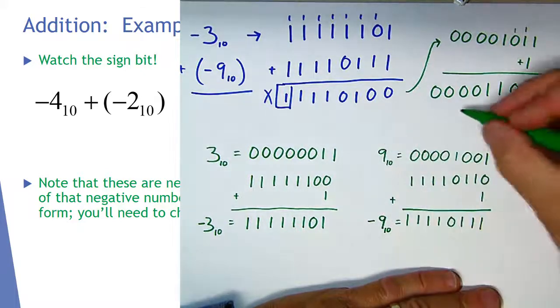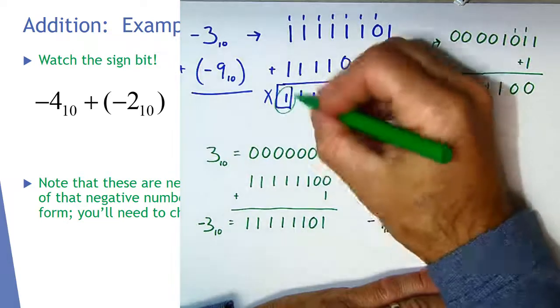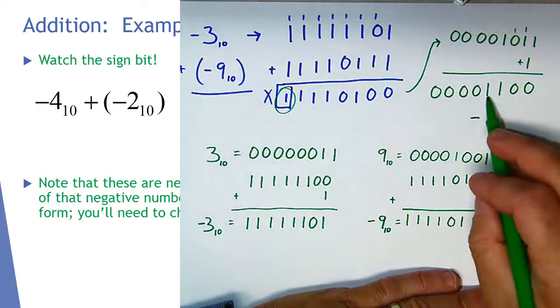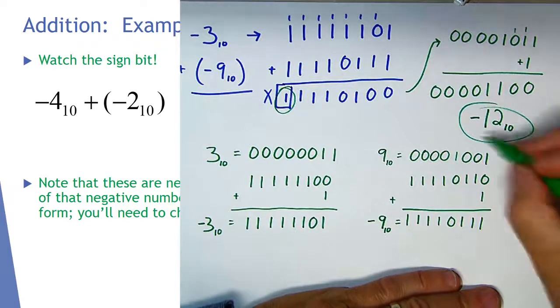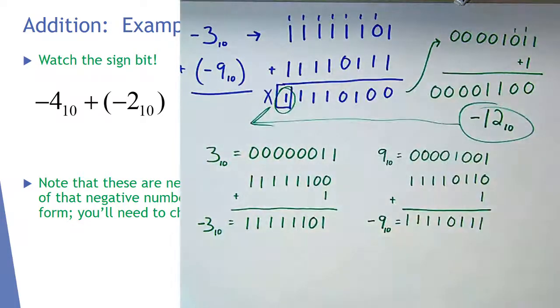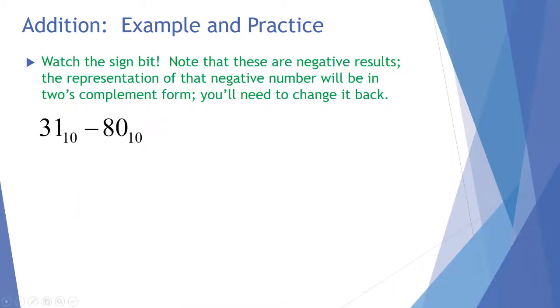Now we know that this was a negative number because of our sign bit. We have a 4 and an 8. That's -12. And that's our result, which again, of course, we knew it was all along, but now we've shown why. Okay, last problem of the day here.